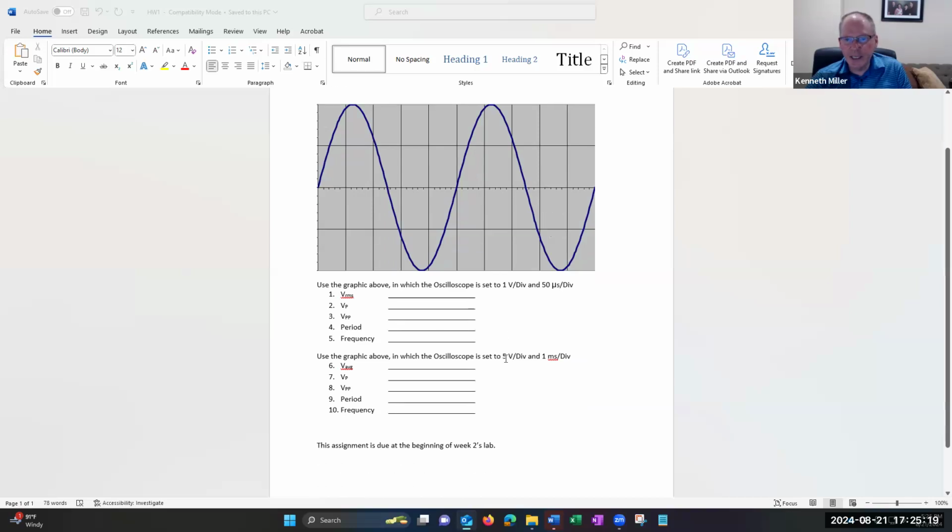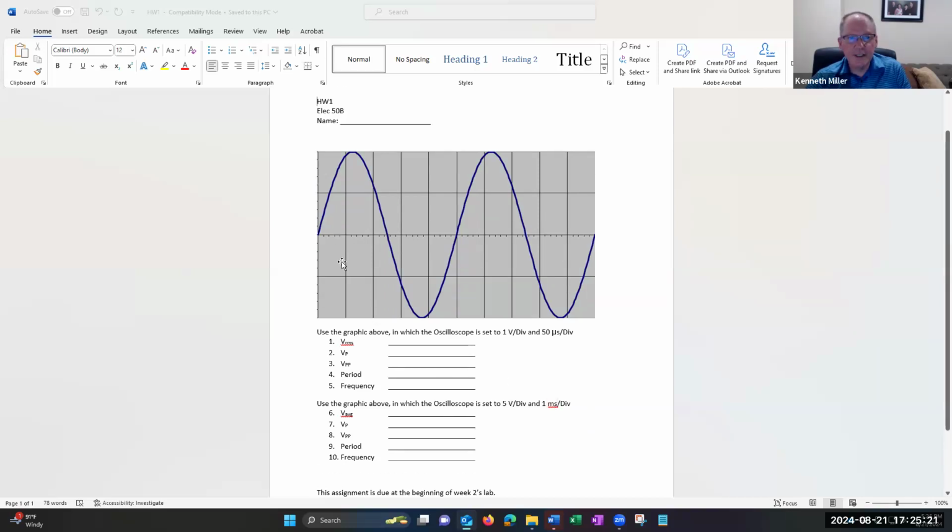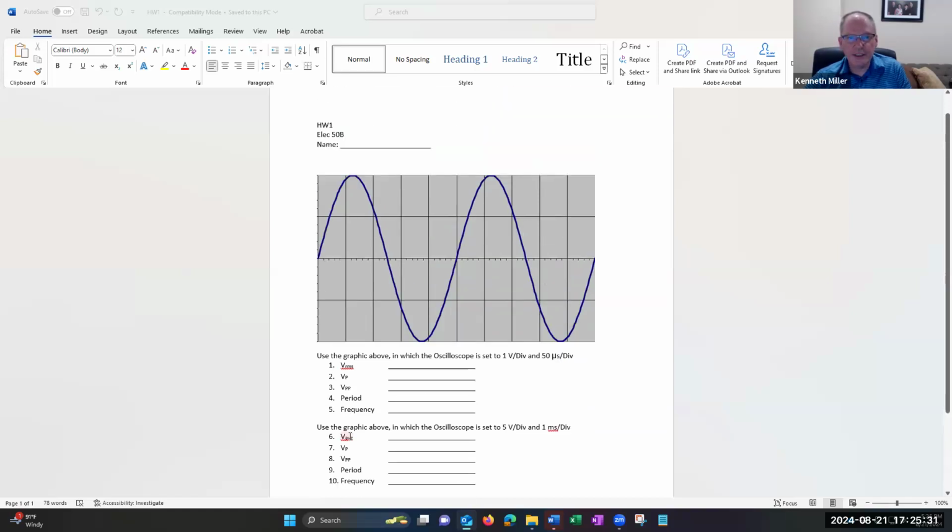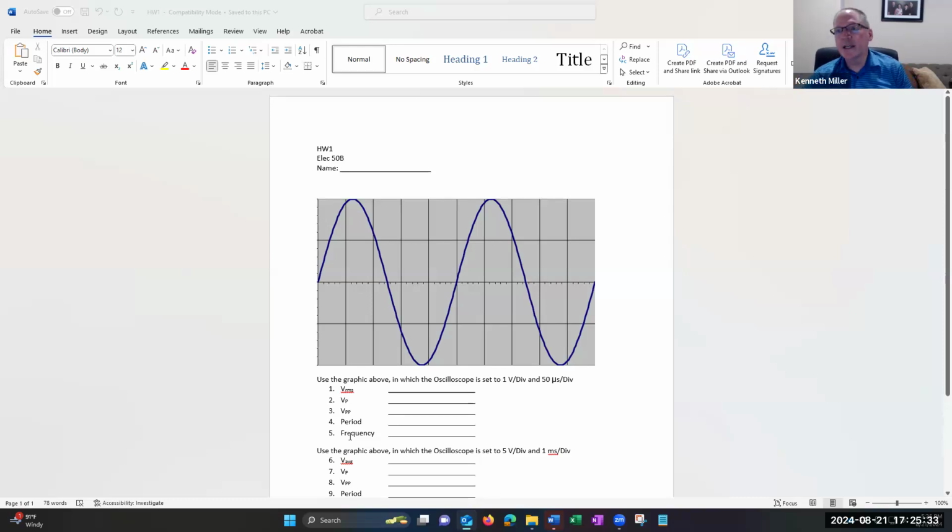Okay. And then the same thing for this one. Now they're milliseconds. So that means it's 1, 2, 3, 4, 5 milliseconds. So what is the period? 5 milliseconds. What's the frequency? 1 over 5 milliseconds. So this is a really basic understanding of the sine wave, but we've got to start somewhere. So that's where we're going to go this week.